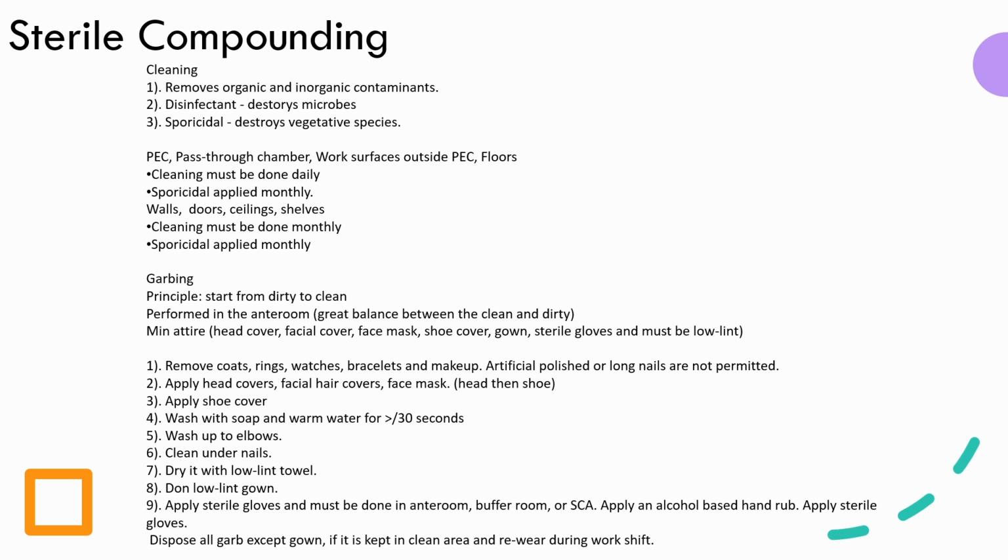Then you're going to wash with soap and warm water for greater than or equal to 30 seconds. Wash up the elbows, clean under the nails using a scraper. Dry it with low-lint towel, put on the gown, then put on the sterile gloves, and this must be done in the anteroom, buffer room, or segregated compounding area. And you need to put on an alcohol-based hand rub. It's usually a 70% isopropyl alcohol, and apply sterile gloves. Dispose all garb except the gown if it's kept in a clean area, and rewear during the work shift.